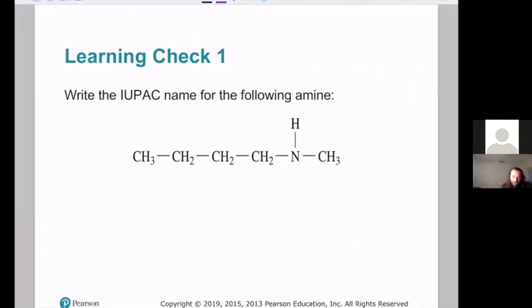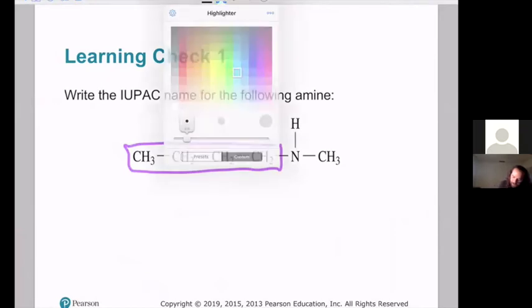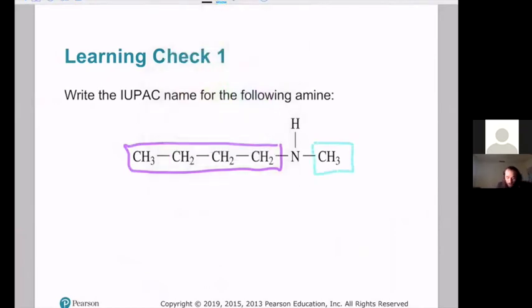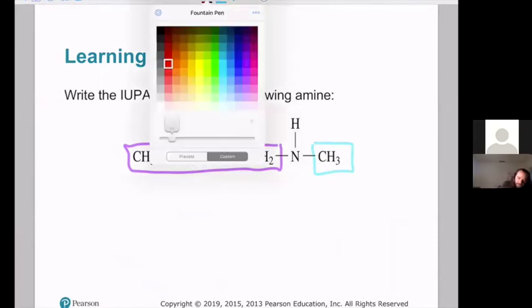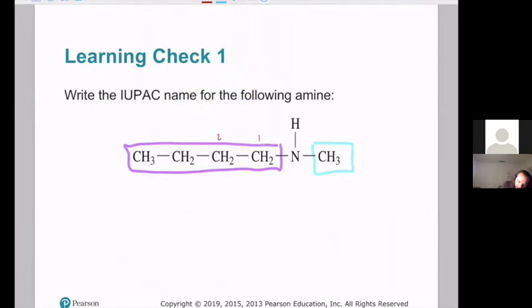Okay, so let's go about naming this one from scratch here. This is a secondary amine, so we're going to have to decide which portion is the parent chain. We have this chunk here, and we have this chunk here. The one in purple is obviously the longer of the two. It's 4 carbons. So now we need to go ahead and number our parent chain, give that nitrogen the lowest possible number, and then name our substituent. This is now an N-methyl group.